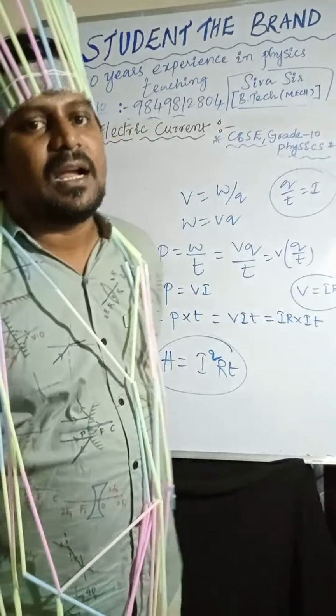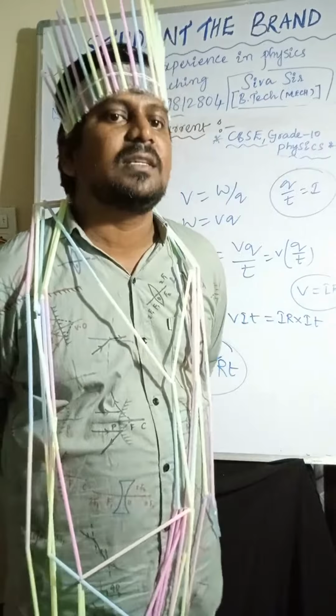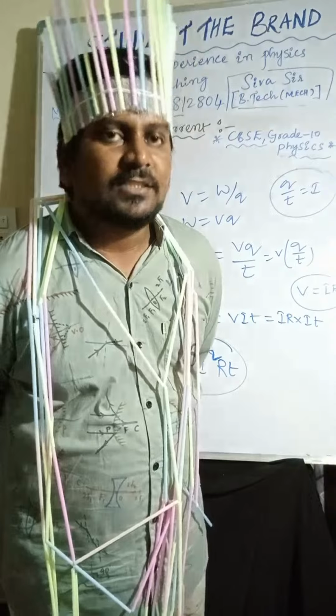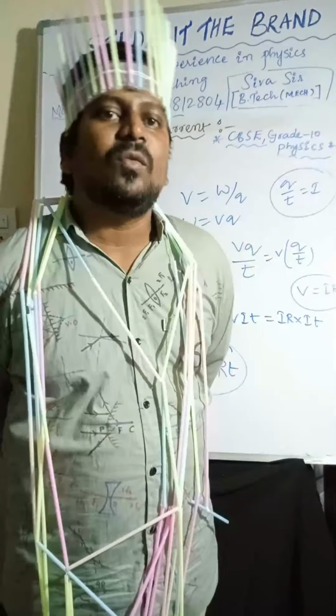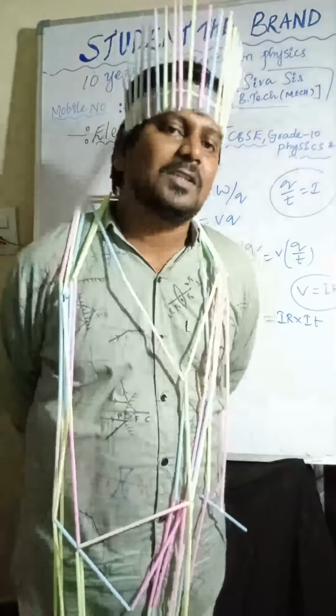Short circuit: when direct contact of the live wire and neutral wire takes place, any amount of current will be drawn from the mains. That is about short circuit. Also, if high voltage appliances are on at a time, a heavy amount of current will be drawn from the mains. It may lead to a short circuit.